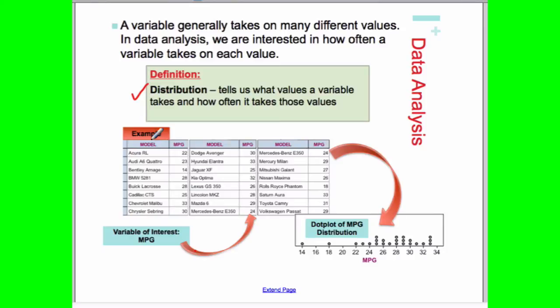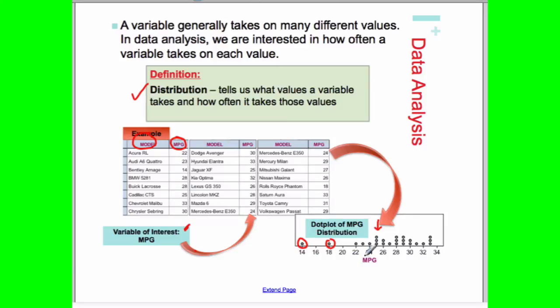For example, we might look at a model of a car versus the miles per gallon. Well, when I go to look at this, I'm going to then break it down. You've got the Acura, the Audi, the Bentley, you got all of these different types of cars and their miles per gallon. That's our variable of interest, is our miles per gallon. But when I go to analyze it, I'm going to go ahead and graph it. One of those cars has a 14 miles per gallon. One car has 18. I can tell you right here that 3 cars have 25 miles per gallon.